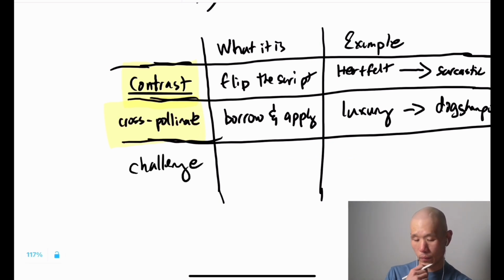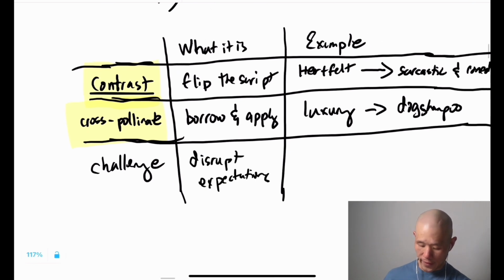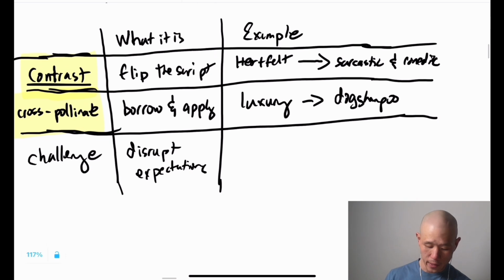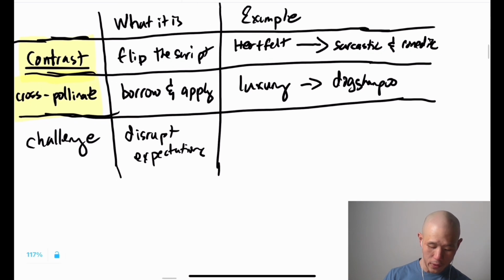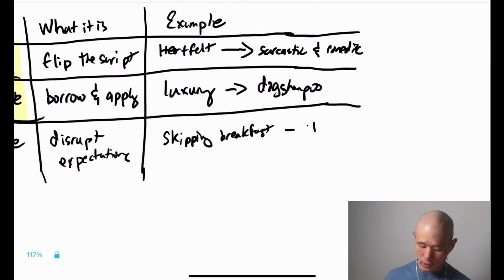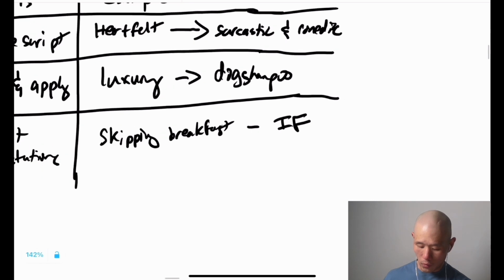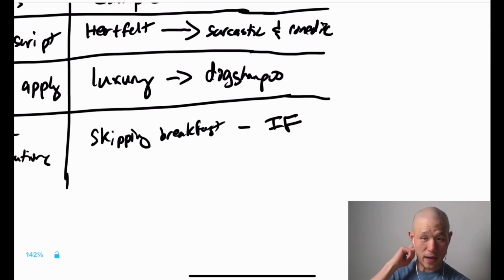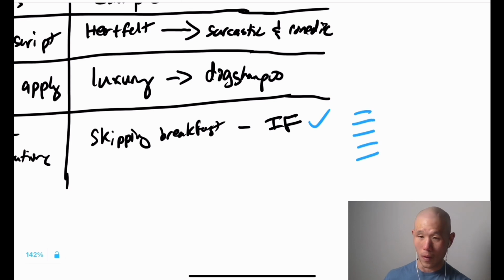The next one is challenge. And the essence of this one is to disrupt expectations. So for example, for a very long time, it was commonly known and commonly understood that skipping breakfast was bad for you. But then came along intermittent fasting, where not only did the intermittent fasting movement claim that it's not unhealthy for you, but it's actually better for you. And here's all the science explaining why that is.